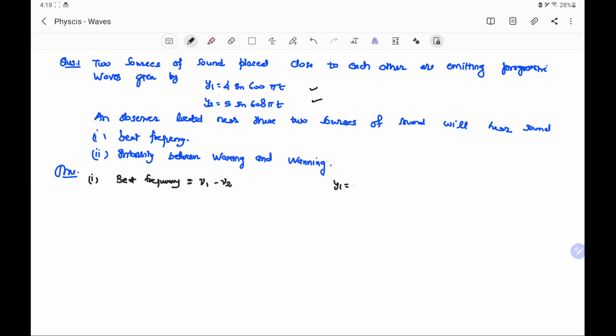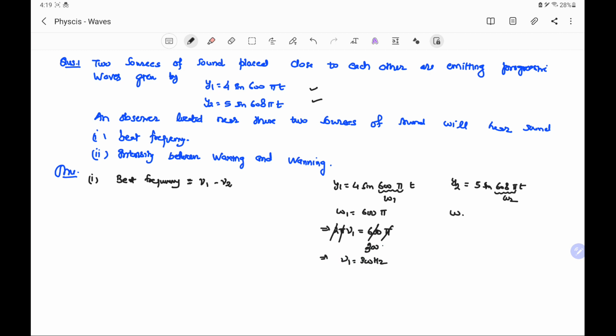Here y1 is given as 4 sin 600 pi t. This 600 pi is omega 1, and another sound is y2 equal to 5 sin 608 pi t. Here 608 pi is omega 2. So now omega 1 is equal to 600 pi, and we know that omega is 2 pi nu, so we write 2 pi nu 1 equal to 600 pi. Pi and pi get cancelled, and 600 by 2 becomes 300. So nu 1 equal to 300 hertz.